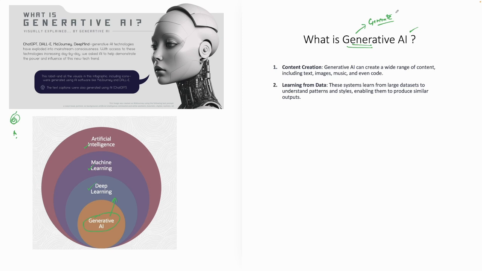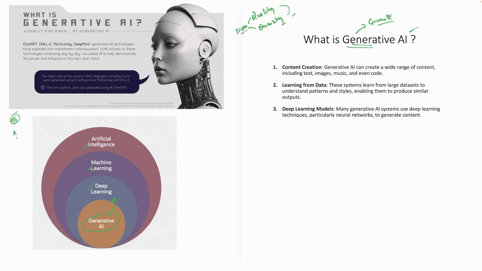With generative AI, you're learning from data. As I told you, the quality and quantity of data always matter, especially when you're training your models. These systems learn from large data sets. Quantity is really important, and obviously the quality, because you are making patterns, understanding the patterns, and then making predictions. That helps them understand the patterns and styles, and enables them to produce similar kinds of output.